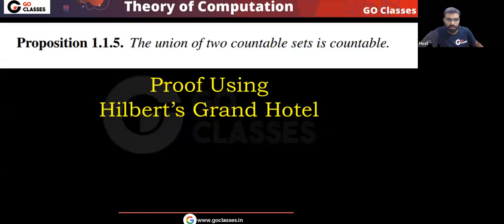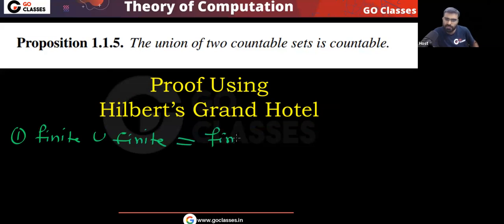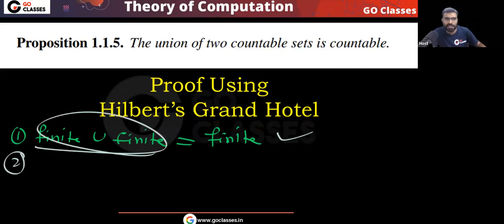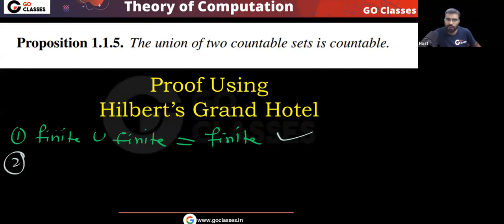If you want to prove it, what do you have to do? First, you have to prove that finite union finite is finite. That is easy, right? There is nothing to prove. This is very easy, that this will be finite. Agree with me? See, finite union finite will be finite. The union of two finite sets will be finite, right? So there is nothing here.